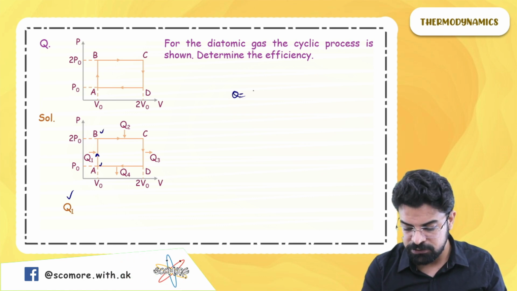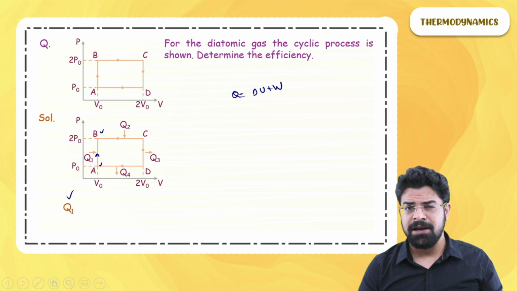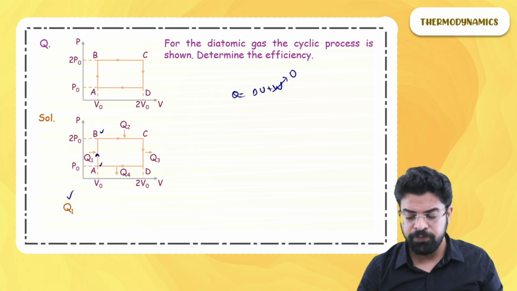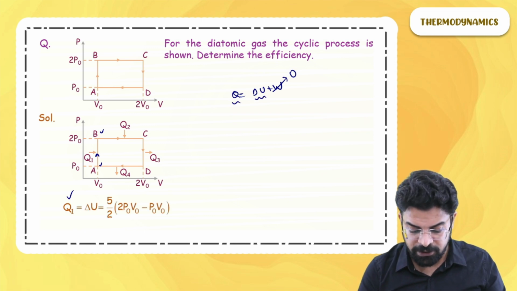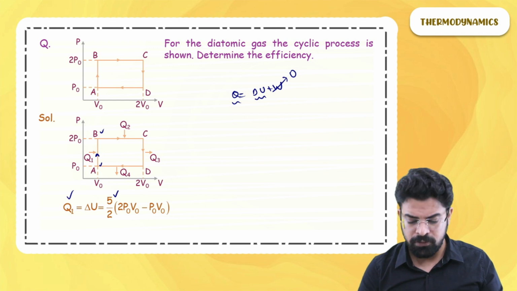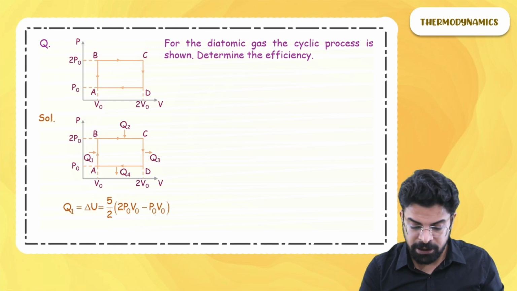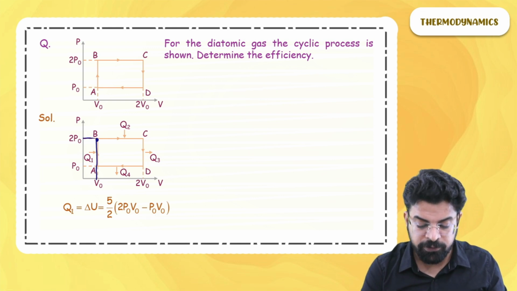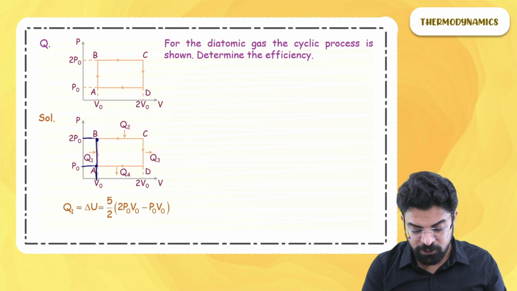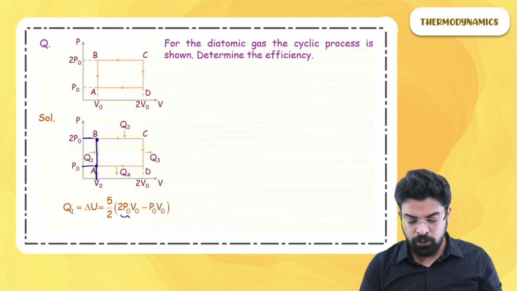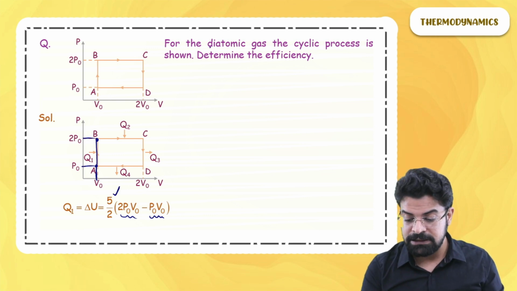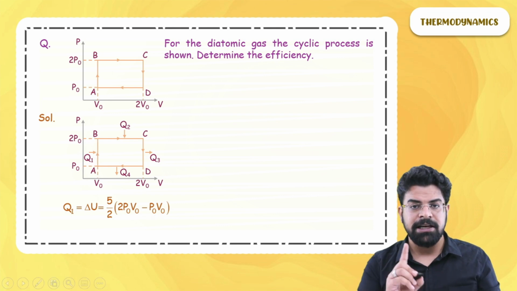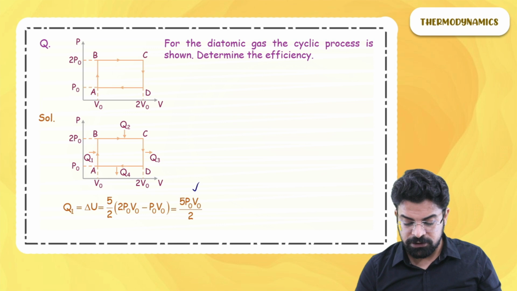Now the heat given equals change in internal energy plus work done. As A to B is an isochoric process, work done is 0. So the heat given has to be equal to the change in internal energy. That will be equal to f by 2 into delta PV, P final V final minus P initial V initial. At B, the pressure is 2 P naught, volume V naught. At A, the pressure is P naught, volume V naught. So delta PV will be 2 P naught V naught minus P naught V naught, and the degree of freedom has been taken as 5 because they have told me this is a diatomic gas. So this is the heat given in the first part. Now this equals 5 P naught V naught.